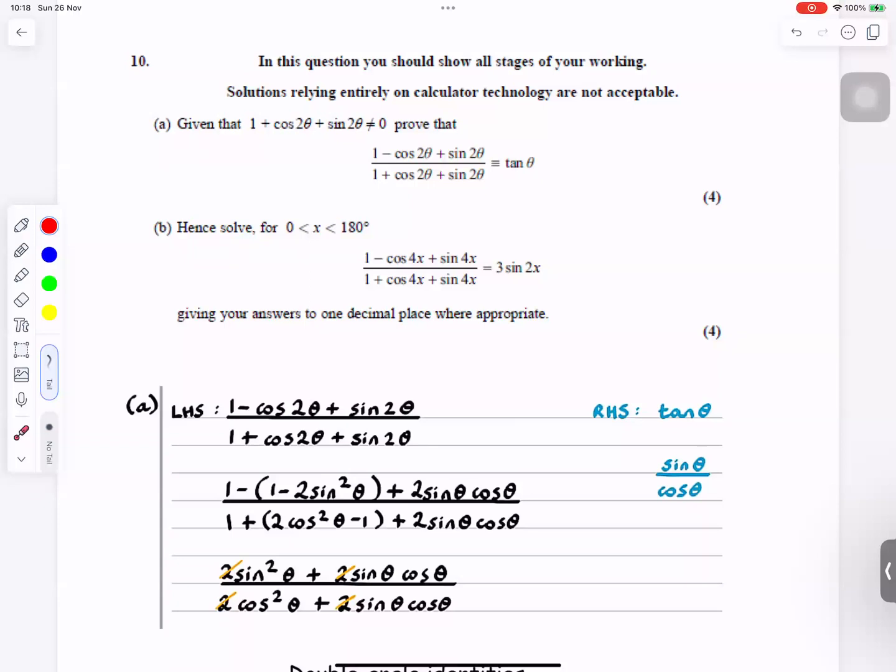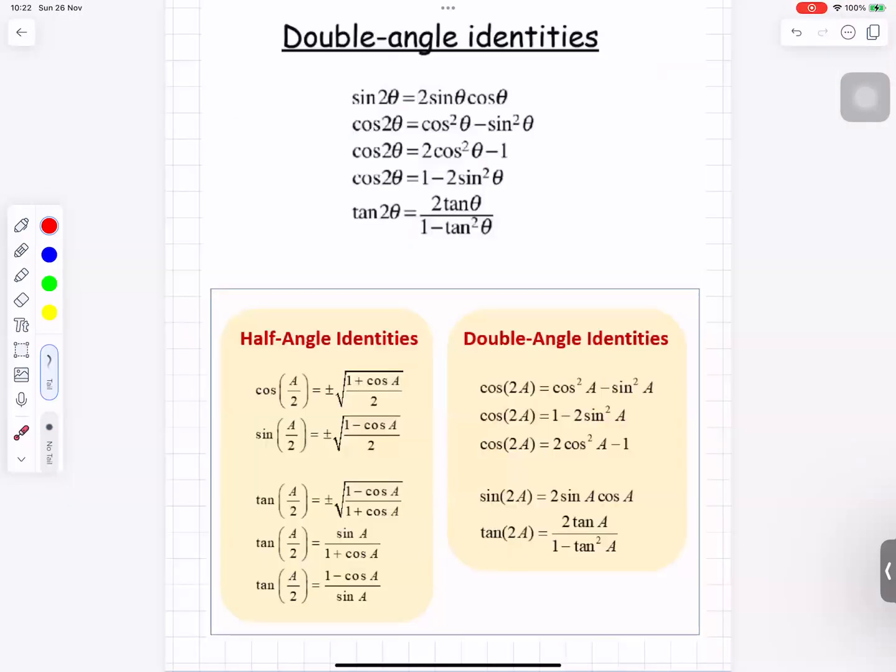Question number 10. For question number 10, we're going to use the double angle identities, sine 2 theta, cos 2 theta, in different forms. We wouldn't use the half angle. So we're using the double angle identities that they are. There they are.